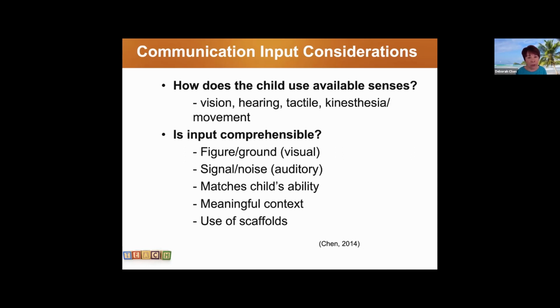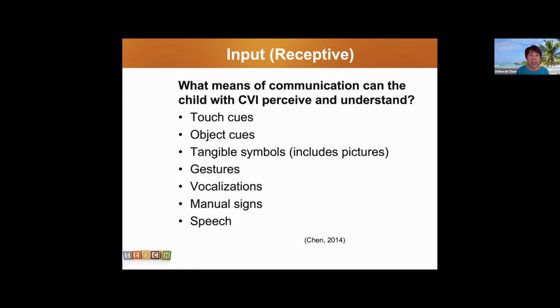Does the input match the child's ability? That is, slow paced, short phrases. And is the input within a meaningful activity or context, so the child has all of these contextual clues? And do we use scaffolds or prompts to help the child understand the meaning of the input? So we have to understand also what means of communication the child with CVI can perceive and understand.